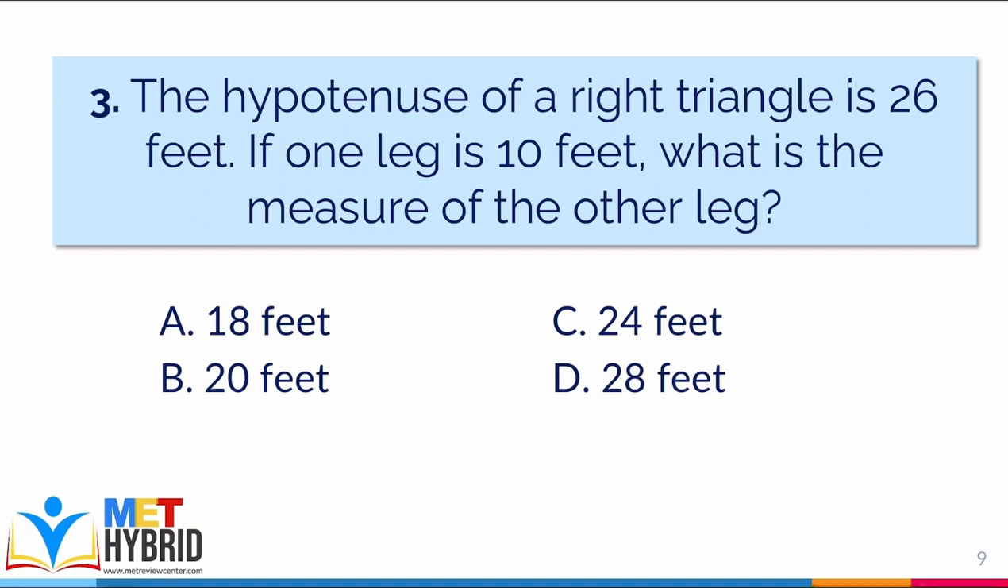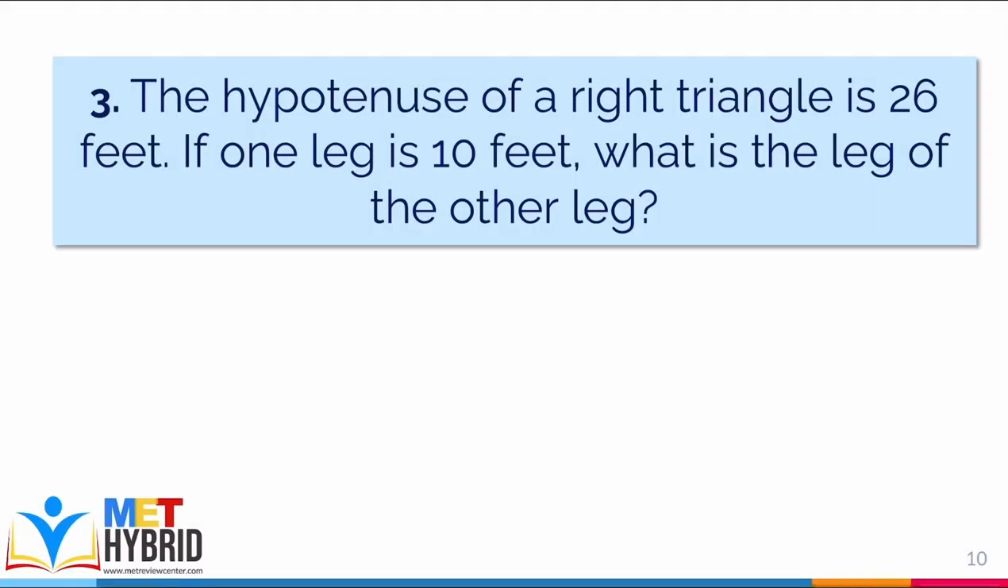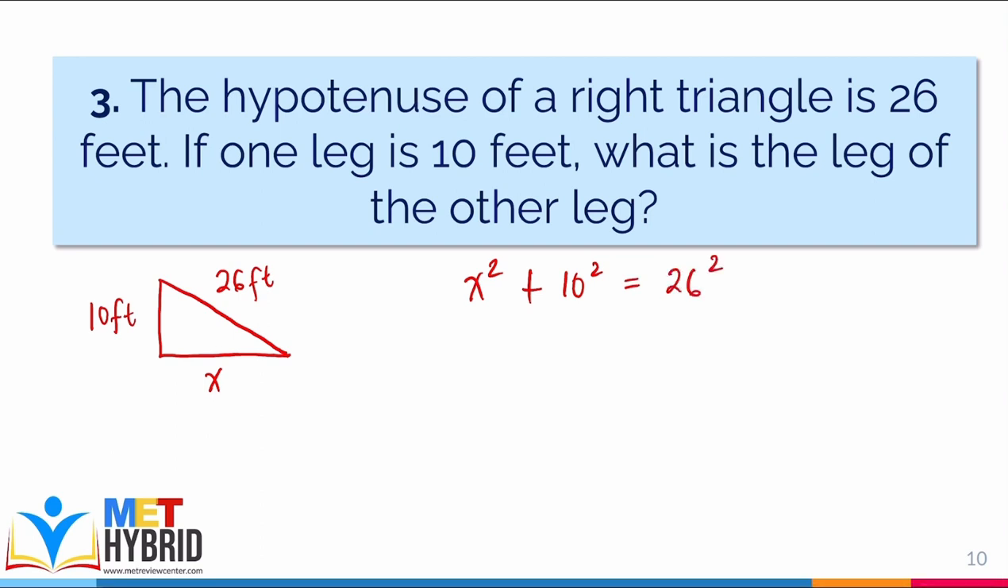Question number 3. The hypotenuse of a right triangle is 26 feet. If one leg is 10 feet, what is the measure of the other leg? We can visualize this by drawing the right triangle. Our working equation is x squared plus 10 squared equals 26 squared. X squared plus 100 equals 676.